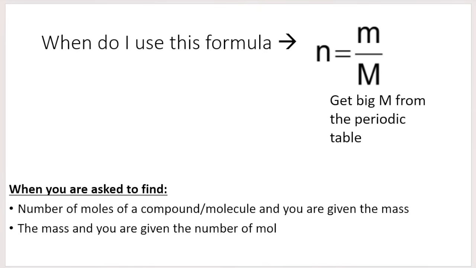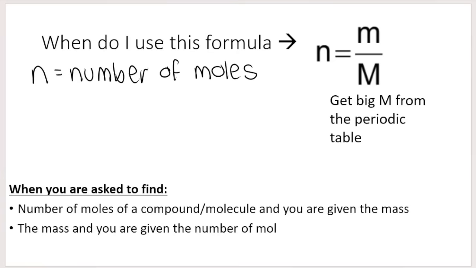Now I've broken down each formula and I've basically put a little summary of when do I use this formula, and we're going to explain what these symbols mean. So n is number of moles. Now, I will do a separate video on moles and what the heck a mole is, but basically, a mole is the SI unit used to measure the amount of any given substance.